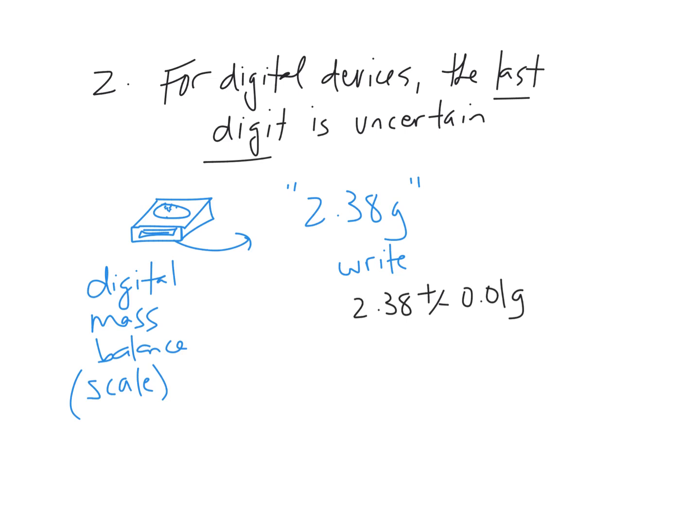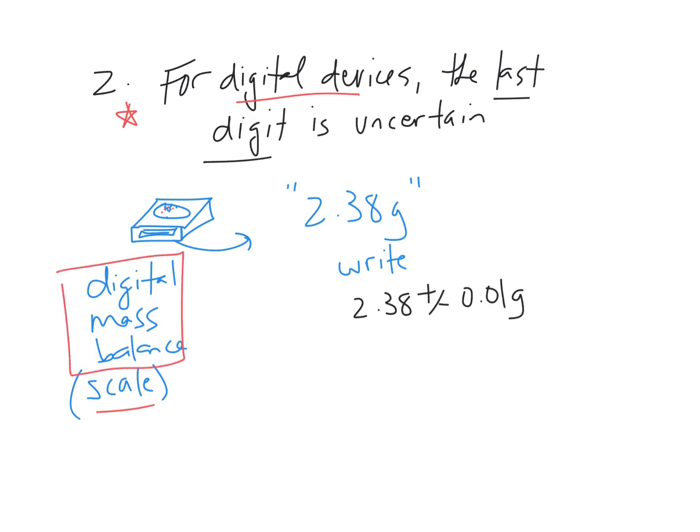Rule number 2, for a digital device, so something, as we discussed earlier, that's plugged in or has a battery, gives you an actual numerical digital readout. For a digital device, you want to make sure that the last digit is presented as uncertain, so that the most precise digit is presented as uncertain. For example, if you're taking a mass reading of something off of a digital mass balance, sometimes colloquially known as a scale, although you shouldn't really use that term, but we all know what you mean. Not very scientific, but the best thing to call it is a digital mass balance.